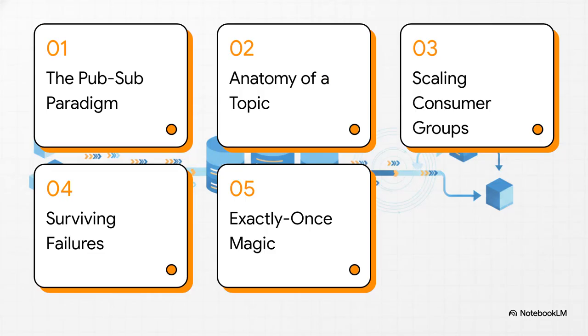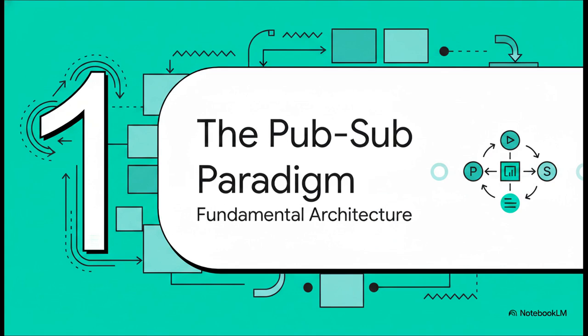Here is our game plan for today. We're going to cover the pub-sub paradigm, the anatomy of a topic, scaling with consumer groups, surviving system failures, and finally, the magic of exactly once processing. Okay, starting with Section 1, the pub-sub paradigm. Let's look at the fundamental architecture.